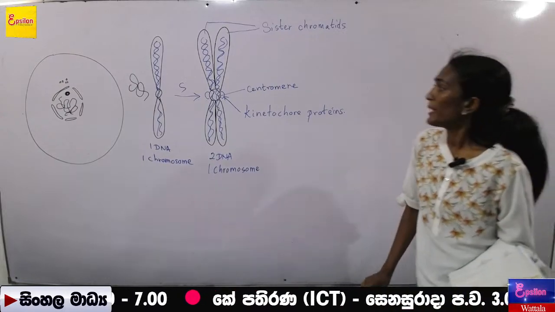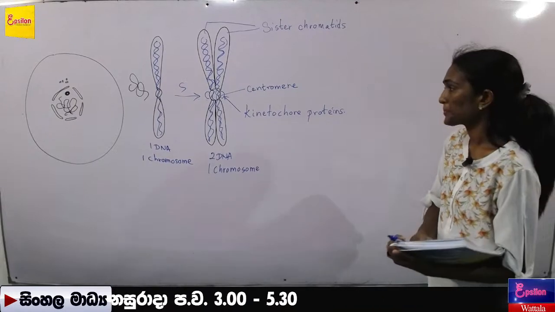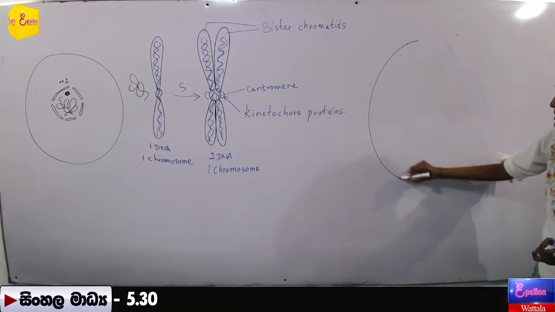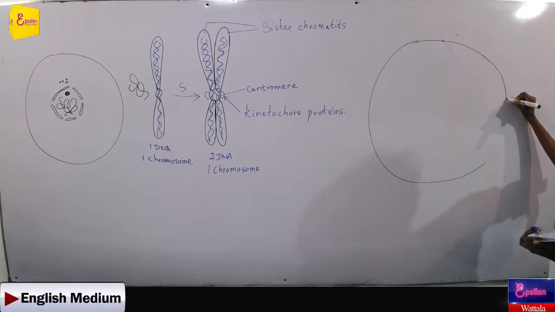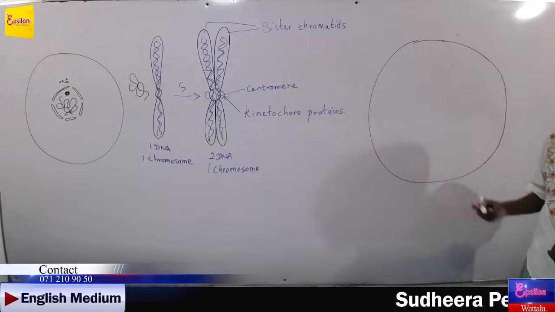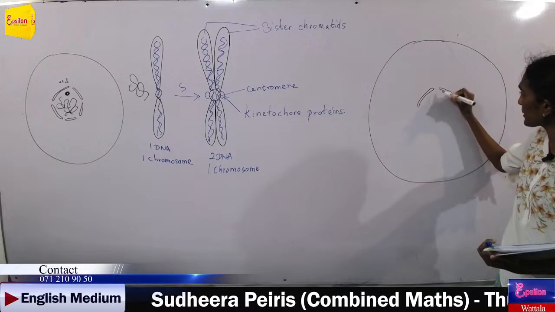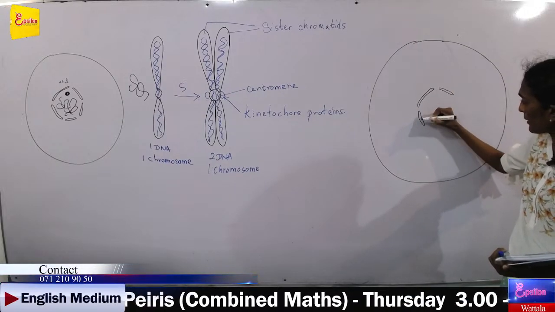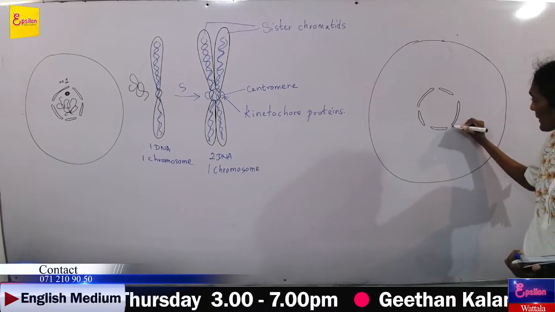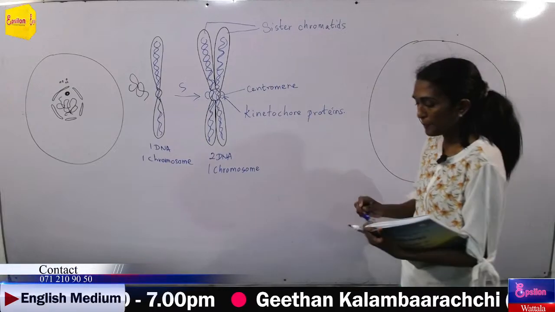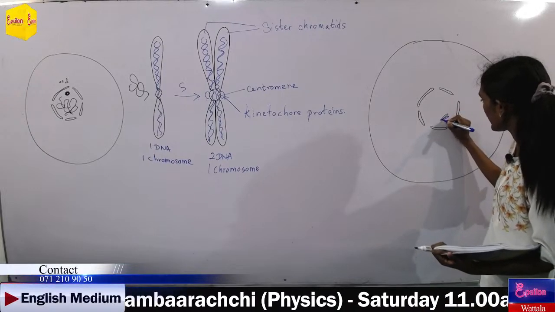Do you want to draw this one? No? Then we will be moving to a cell which is at prophase. What's going to happen, children? Tell me what's happening here. The nuclear envelope is there, no? What happened to the nucleolus? The nucleolus disappears, so there's no nucleolus hereafter. And the chromosomes now look like chromosomes with two sister chromatids.